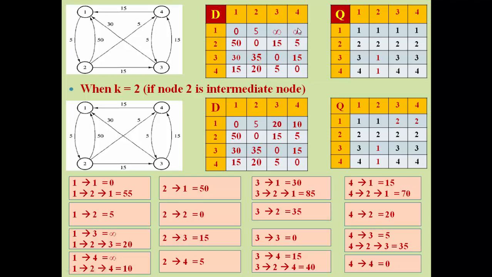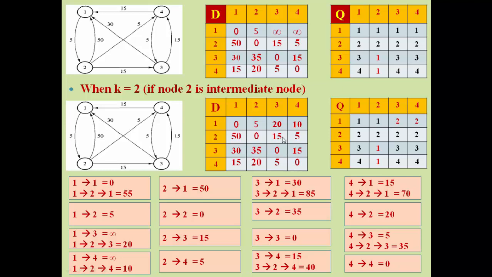In the previous D matrix, the first row fourth column has a sentinel symbol, but when the intermediate node is 2, at that time it is 10. So here first row third column is equal to 20, and first row fourth column is equal to 10. And all remaining values are as they are. There is no change in the remaining values.